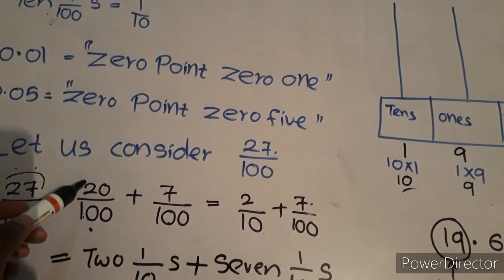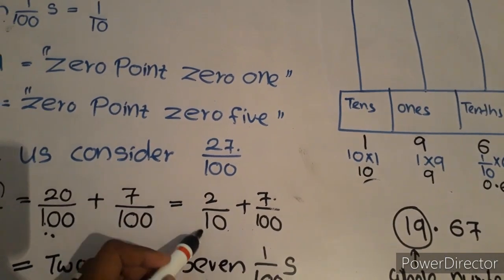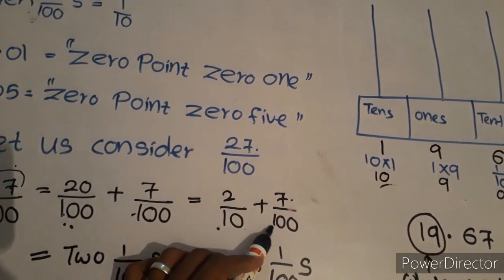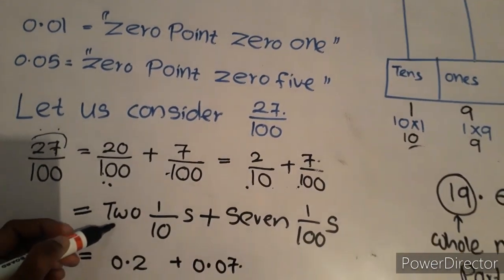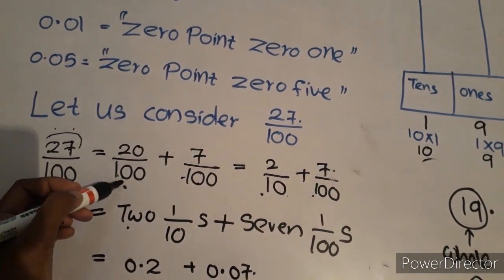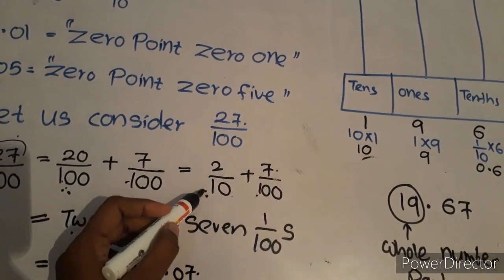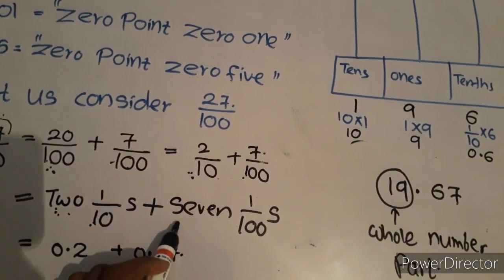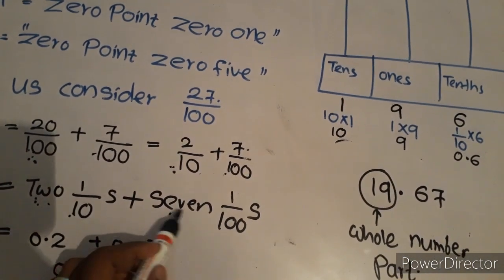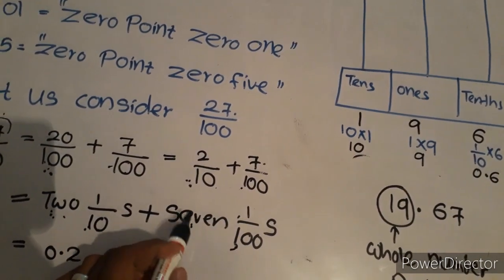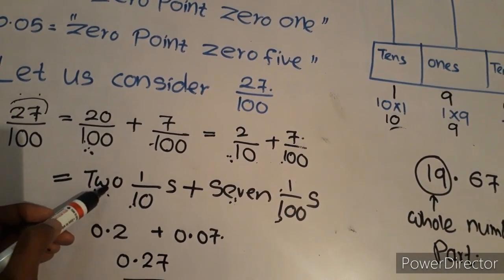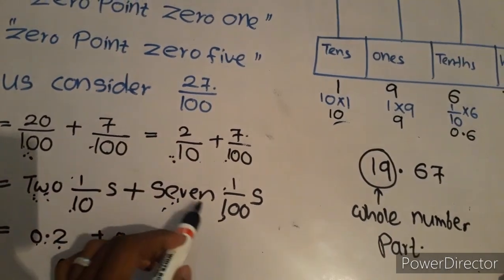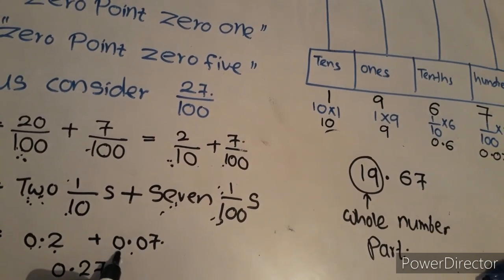20 upon 100 becomes 2 upon 10, and 7 upon 100 we can write like this. So 20 hundredths become 2 tenths, and this one we can write as 7 hundredths. 2 tenths we can write as 0.2, and 7 hundredths we can write as 0.07.